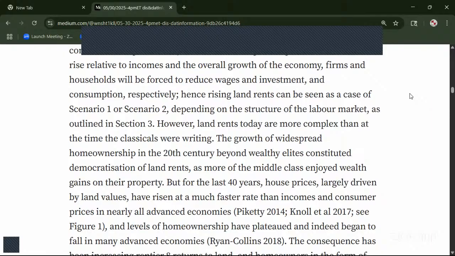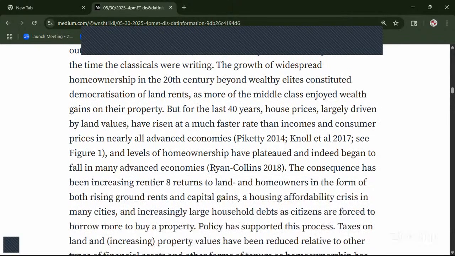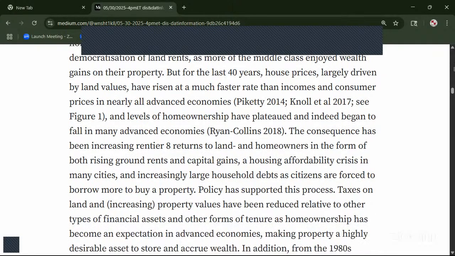But for the last 40 years, house prices, largely driven by land values, have risen at a much faster rate than incomes and consumer prices in nearly all advanced economies. And levels of homeownership have plateaued and indeed began to fall in many advanced economies. Now, the consequence has been increasing rentier returns to land and homeowners in the form of both rising ground rents and capital gains, a housing affordability crisis in many cities, and increasingly large household debts as citizens are forced to borrow more to buy a property.